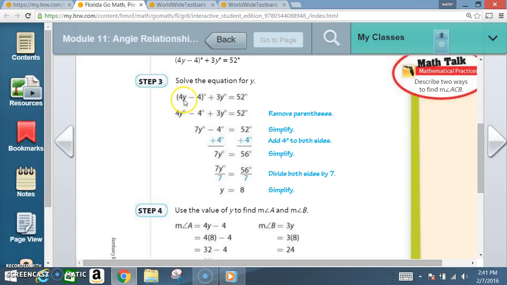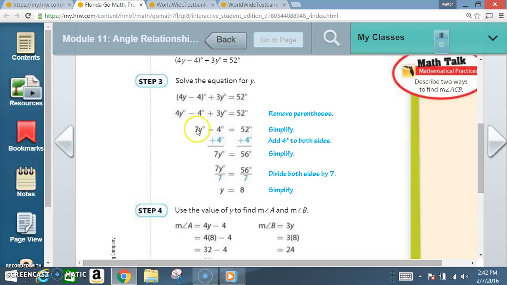So we have 4y minus 4 plus 3y is equal to 52. First thing we do is we remove the parentheses. So 4y minus 4 plus 3y is equal to 52. I stay on the left-hand side and I try to combine whatever terms are alike. 4y and 3y are alike. So a positive 4y plus a positive 3y would give me 7y. 4y plus 3y is 7y. So now I have 7y minus 4 is equal to 52.